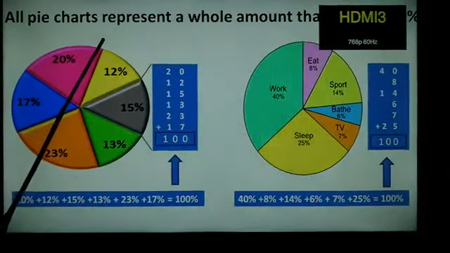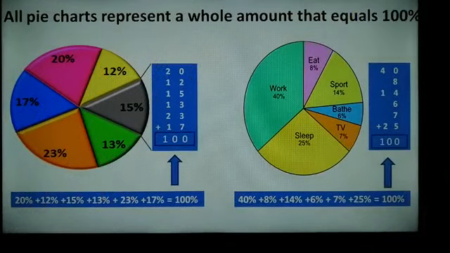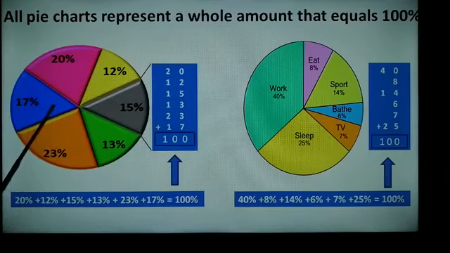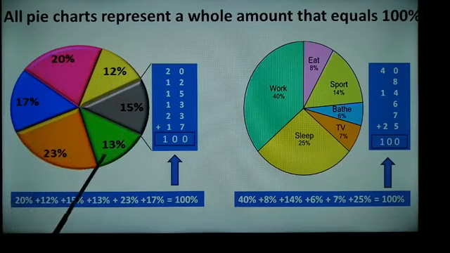All pie charts represent a whole amount that equals 100%. So here two pie charts are given, and you can see the slices in the first one. Each one is colored differently, and the measurement, the size, the percentage is different here. 17, 20, 12, 15, 13, 23. 23 means what? 23% of the total circle.